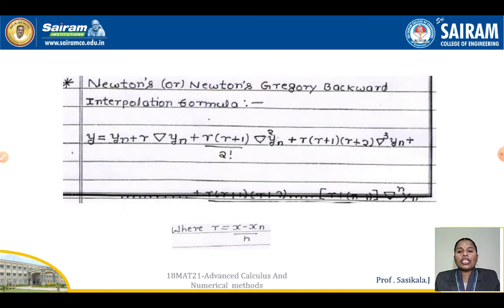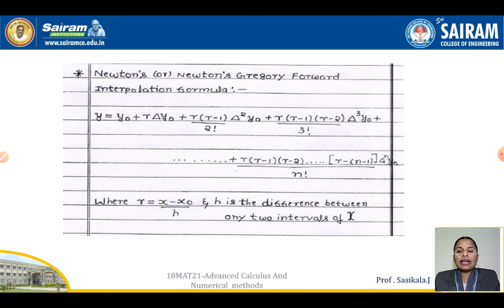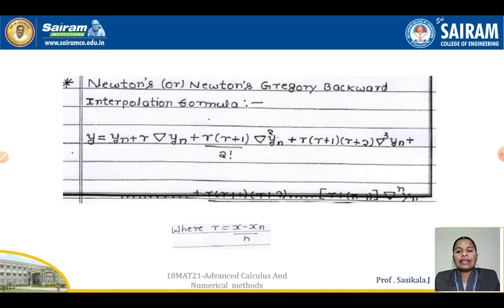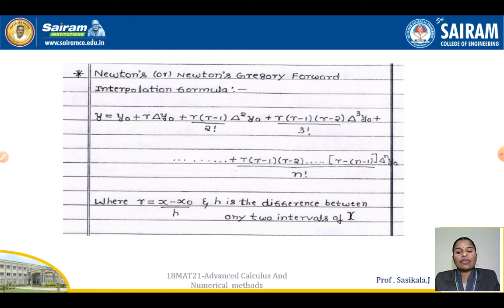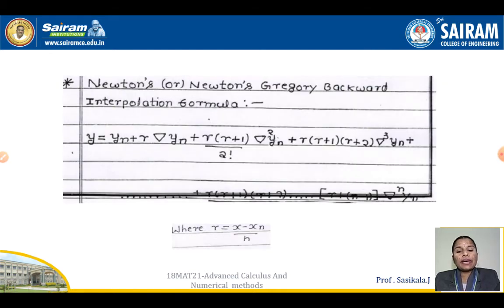Then you can go with Newton's backward formula, similar, but used with the yn term. So y is equal to yn plus r into backward del yn plus r into r plus 1 by 2 factorial into backward del squared yn plus etc. Similarly, r into r plus 1 into r plus 2 by 3 factorial into backward del cubed yn plus etc. Here r is x minus xn by h. Forward we have x minus x naught by h, here x minus xn by h.